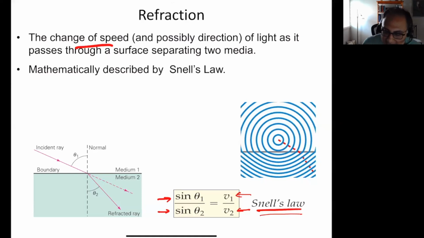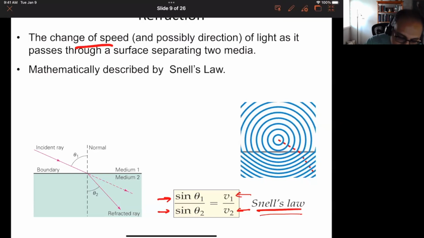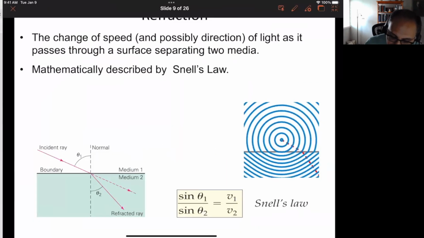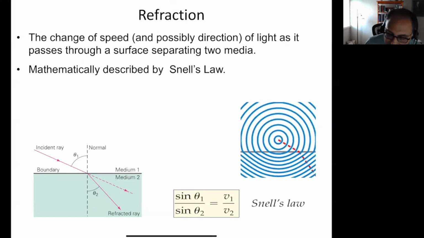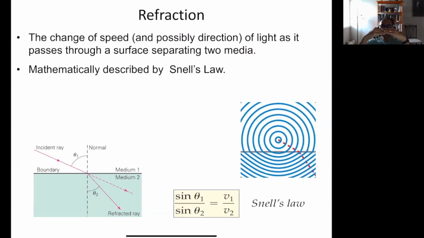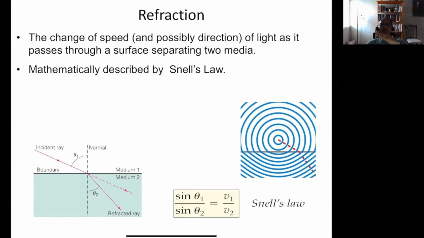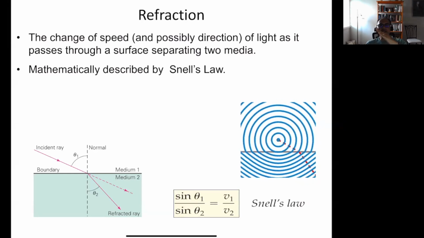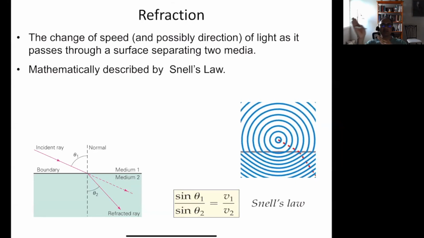Okay, now why does the light change direction? You can easily see that if you look at this somewhat psychedelic animation. So what's happening is that the wavefront is moving with a certain speed, and then when it goes into the other medium, the part of the wavefront in the new medium is moving with a slower speed, whereas the rest of the wavefront is moving faster, and so the whole wavefront turns.